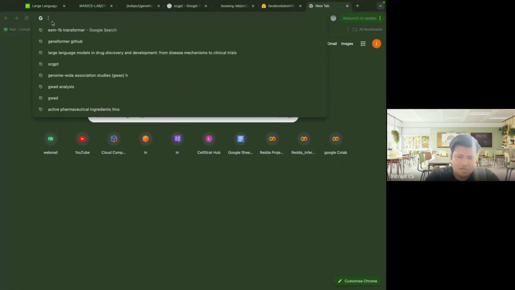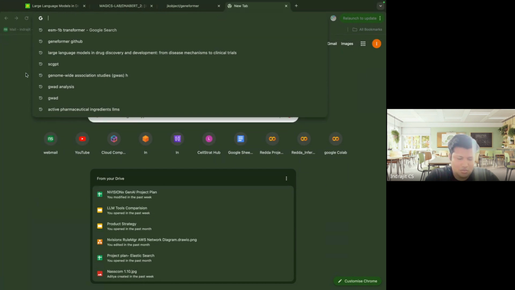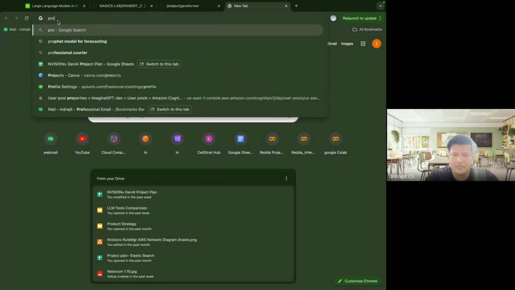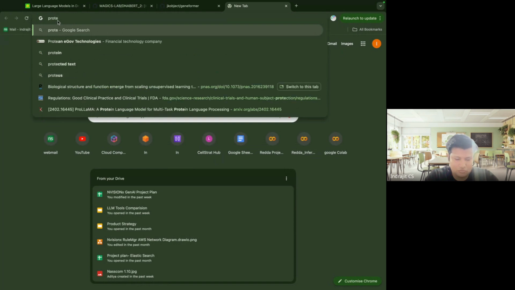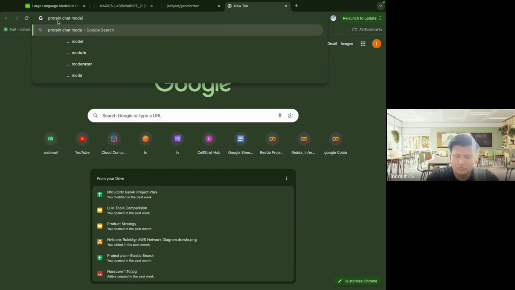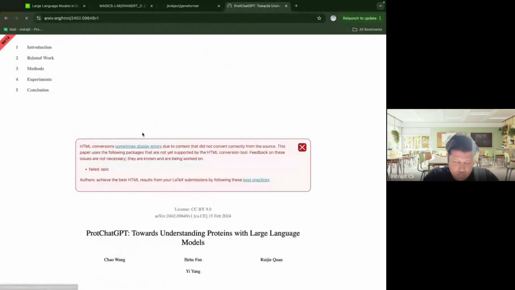Sometimes, because of the shared screen, it doesn't allow me to type here. Protein.